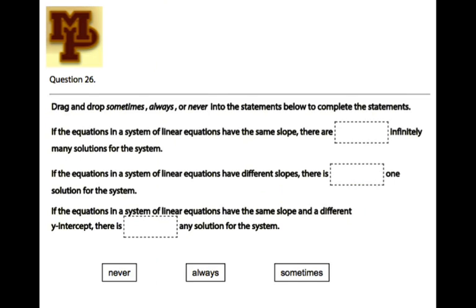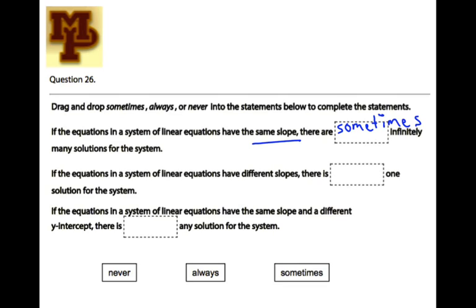26. Okay, 26. If the equations in a system of linear equations have the same slope, there are infinitely many solutions. Sometimes that would be the case, but they would actually have to be the same line for that to take place. So sometimes they'll have the same slope, but they'll have a different y-intercept, so it doesn't mean that they necessarily have infinitely many solutions. Sometimes they would.